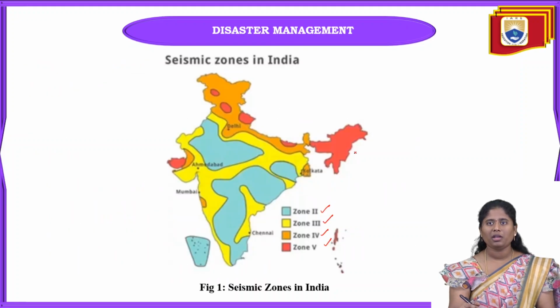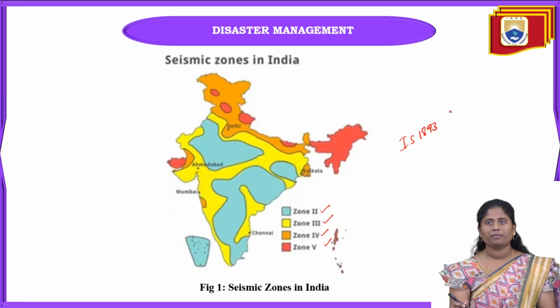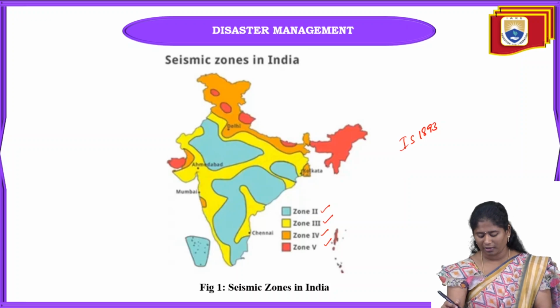According to this map only, we are studying earthquake resistance, that is, how we are going to construct in that area. Everything we follow is from this Indian Standard Code book, IS 1893. This graph and this map I also took from that code book only.